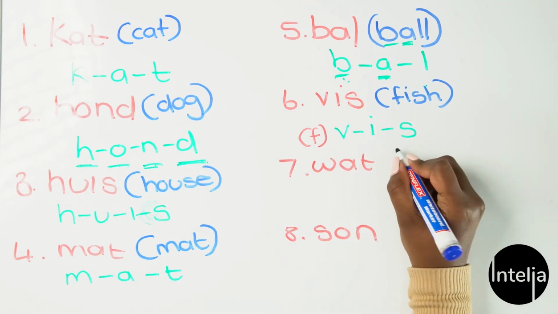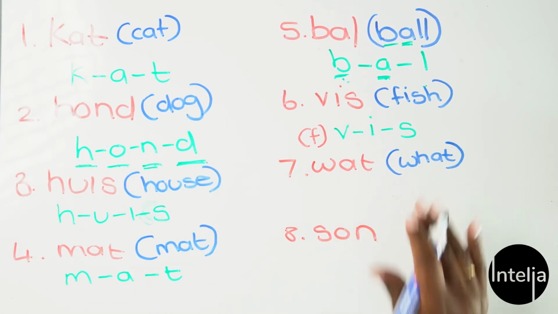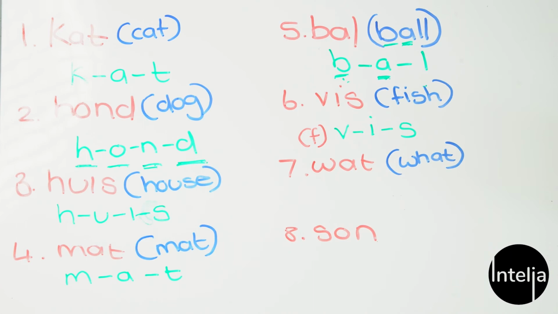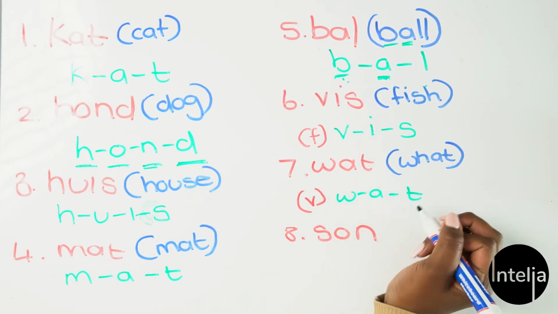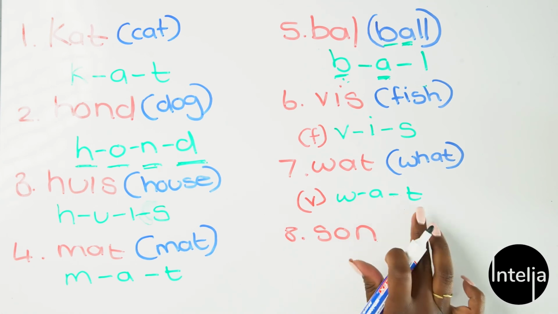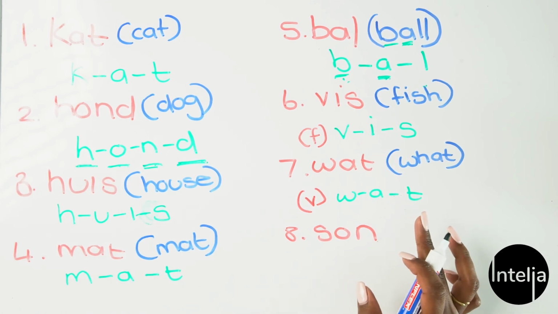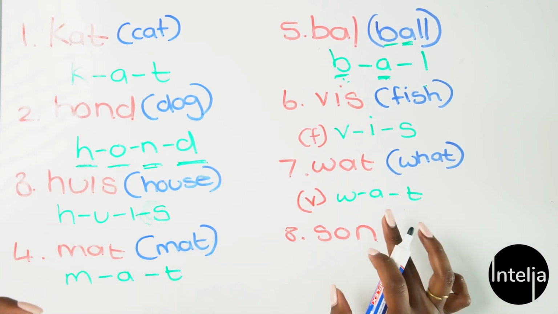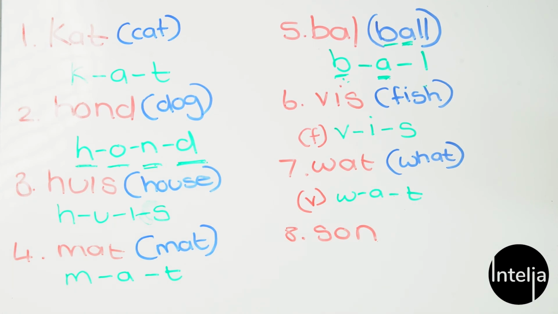Wat, which is what. Only difference is English, what has an H. Now let's look into it. A W in Afrikaans makes a V sound. So that is V, A, T, wat. So, when you see a W, you make a V sound. That is fis met a F, and a wat met V. Awesome. Last one, guys. We are doing so great.